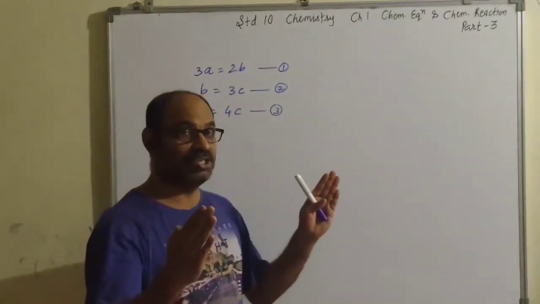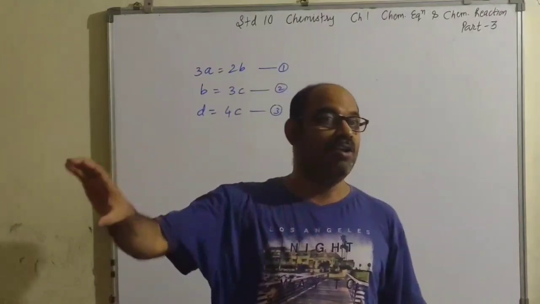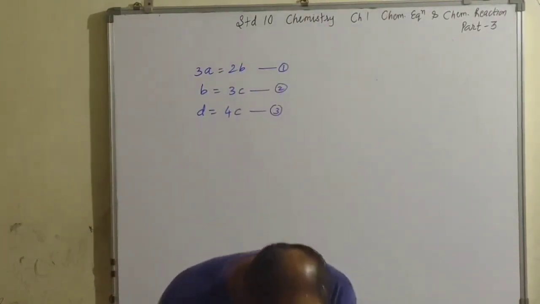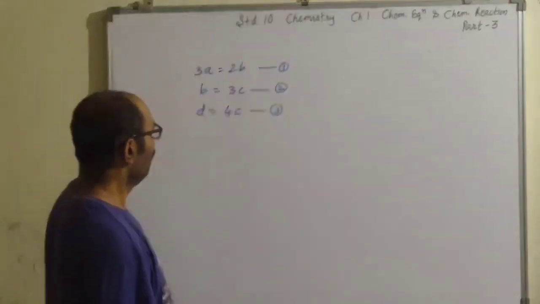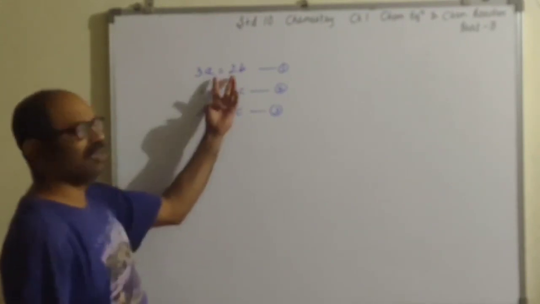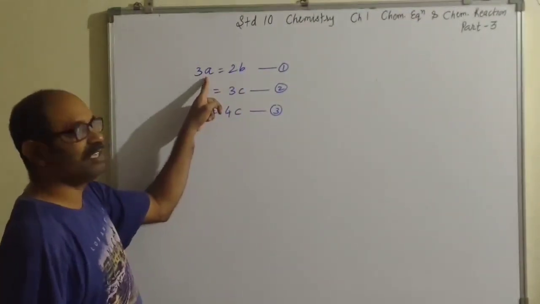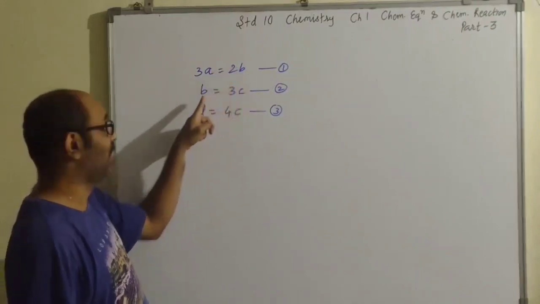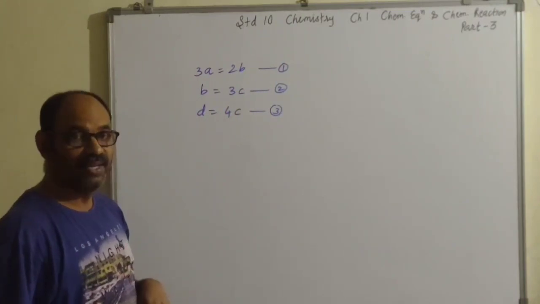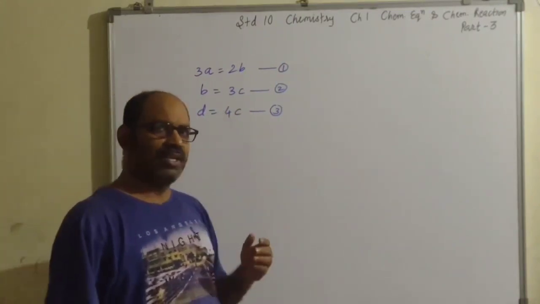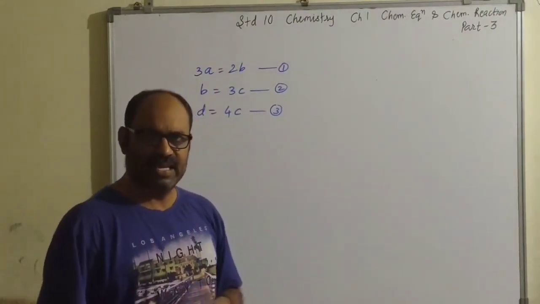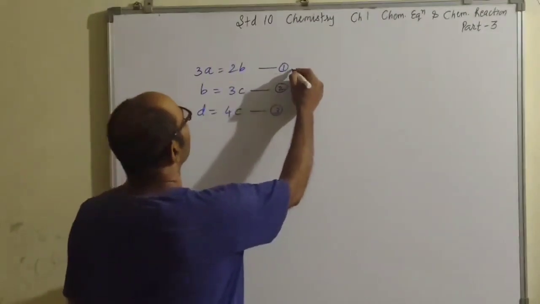But I want a relationship or equality between all four variables A, B, C and D. So how to develop that? First, you may pick up the easiest one, or a relationship between any two. First equation gives the relationship between A and B. Second gives the relationship between B and C. And third gives the relationship between D and C. So in all three equations, we have a relationship between two variables. So you can pick up any one. I'll pick up this, children.